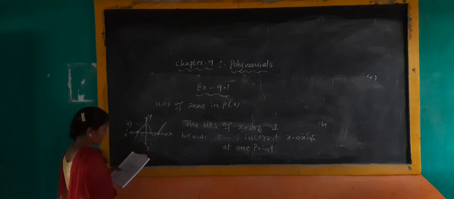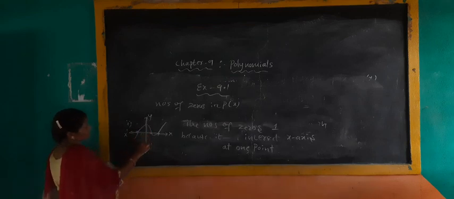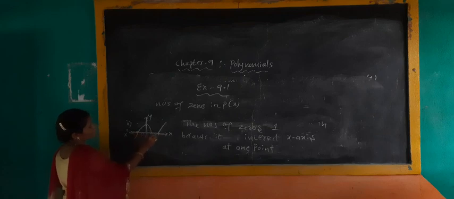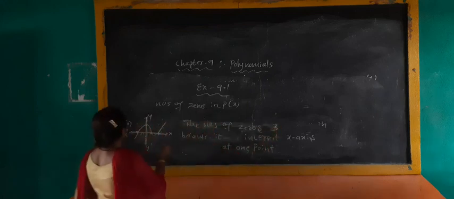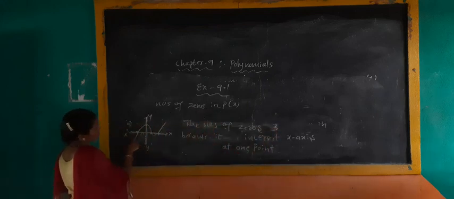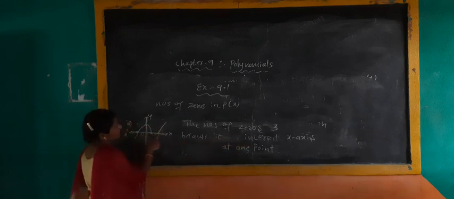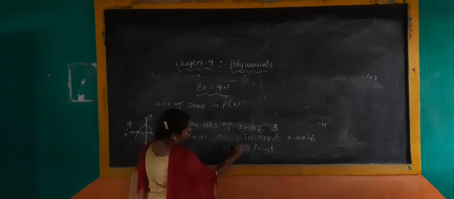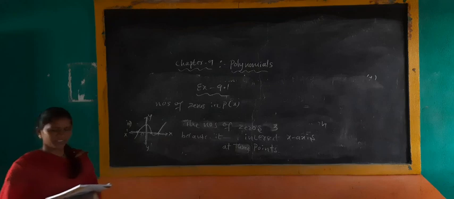See the textbook and neatly draw it in your home. Okay, here see for the y-axis, 1 point is there. What about the x-axis? Here 1, 2, 3. Total how many? 3 is there. Here the number of zeros is 3, because it intersects the x-axis at 3 points.